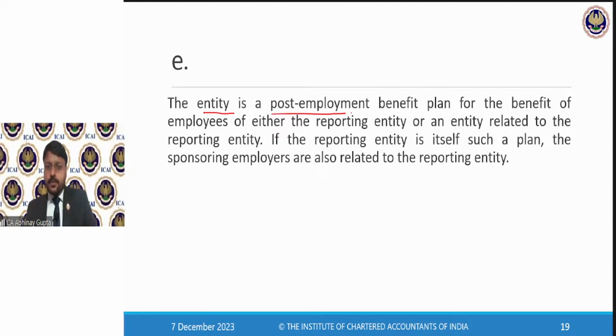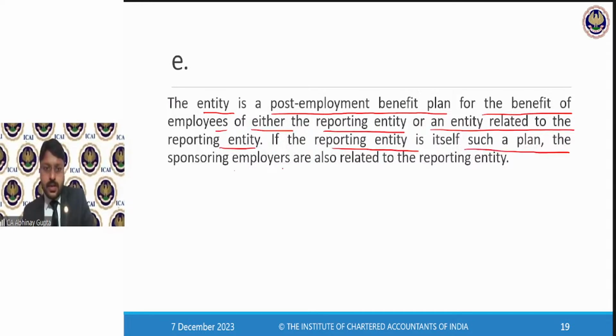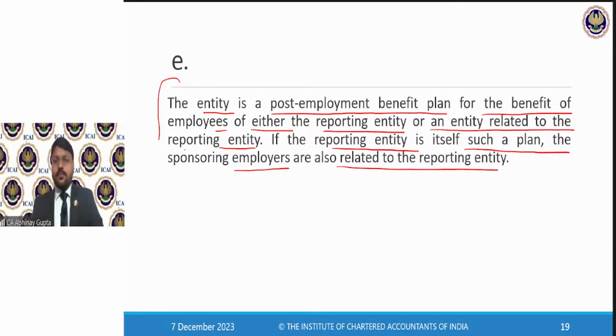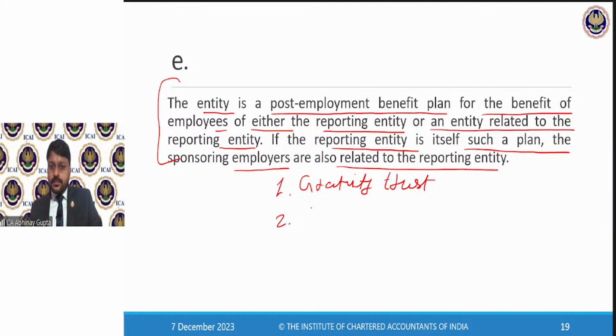The entity is a post-employment benefit plan for the benefit of employees of either the reporting entity or an entity related to the reporting entity. If the reporting entity is itself such a plan, the sponsoring employers are also related to the reporting entity. So this is nothing but all the post-employment benefit plans, right? Post-employment benefits, which all benefits? Gratuity, right? So gratuity trust, okay, and pension trust, pension plans.